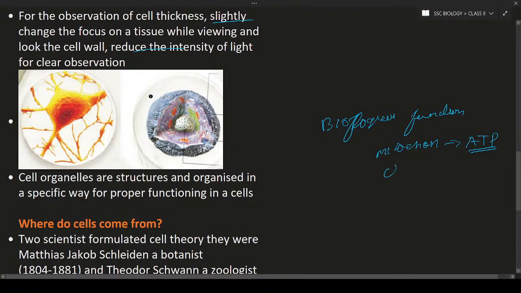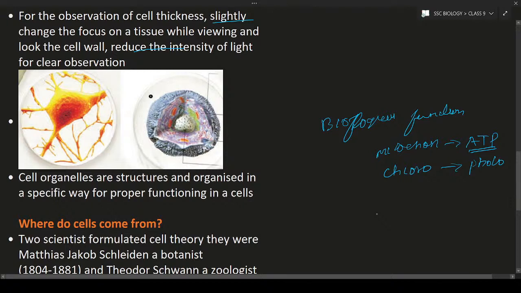Next, chloroplast. It is also a cell organelle. What is it going to do? It is going to do photosynthesis. And the nucleus is the commanding center of the cell, and so on. So these are the different types of cells and the different types of cell organelles, and they have some particular function.